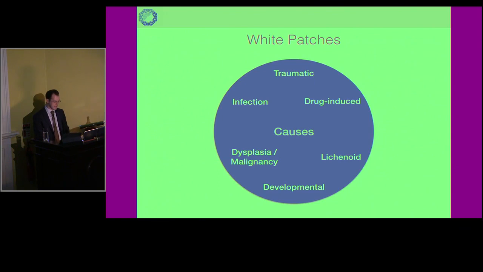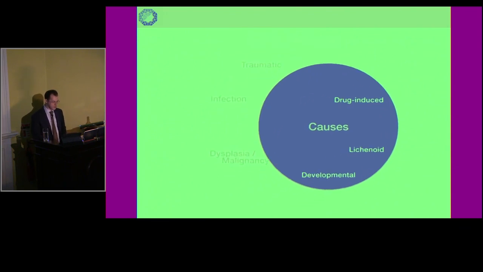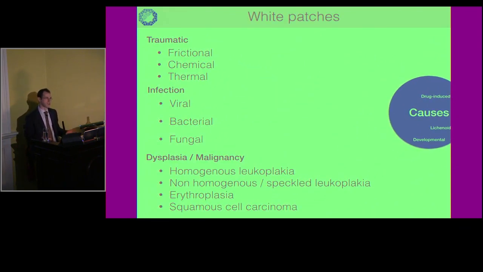So if we take these subcategories in turn, well, traumatic would be the most common. Frictional keratosis, white patches on the cheeks, linea.